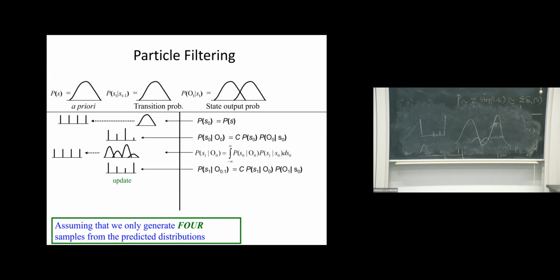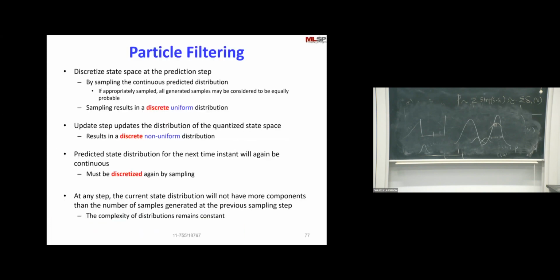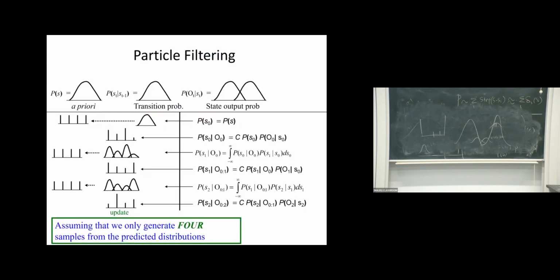And then you get the next observation. So this is the predicted state distribution, right? And then when you get the next observation, this is going to change the heights, right? And then the predicted state distribution for the next time is again going to be an ugly mixture, which you'd sample and go on. And so this is the entire process. This makes sense?